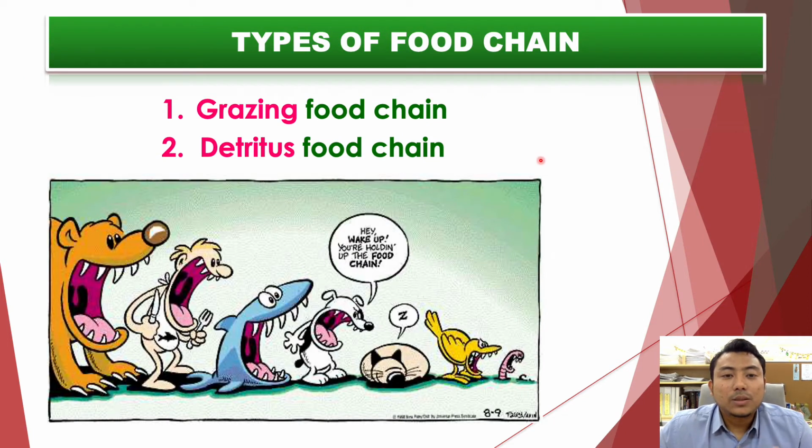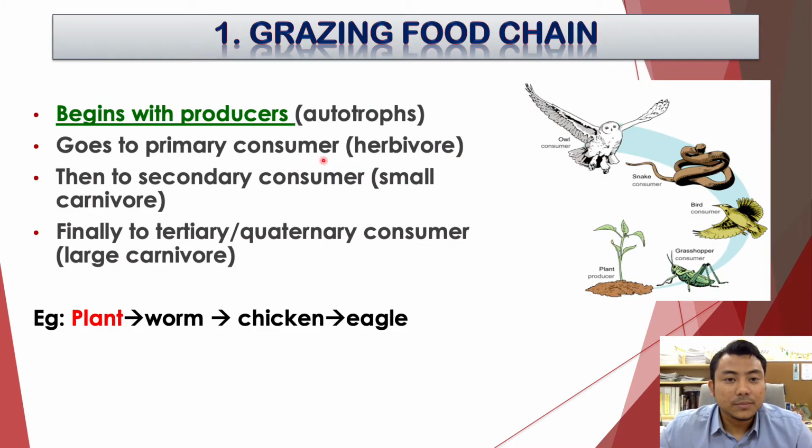Okay. So types of food chain. There are two food chains. The first one is grazing food chain, the most common one, and the other one is detritus food chain. Grazing ni biasanya dia akan start dengan producer. Producer adalah photosynthetic organism, biasanya pokok-pokok. So it begins with producers which are autotrophs, and it goes to primary consumer iaitu herbivore, and then to the secondary consumer, small carnivore, and finally to the tertiary and quaternary consumer, which is the larger carnivore.